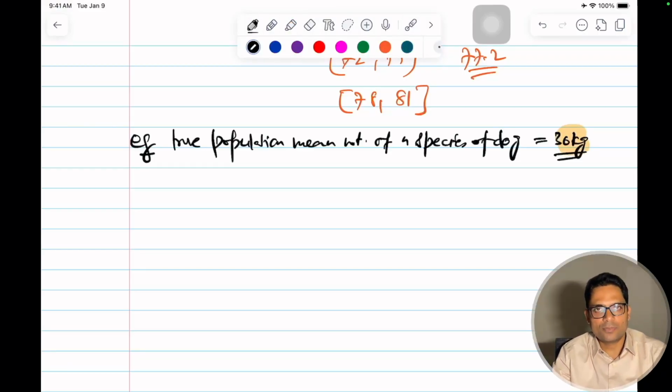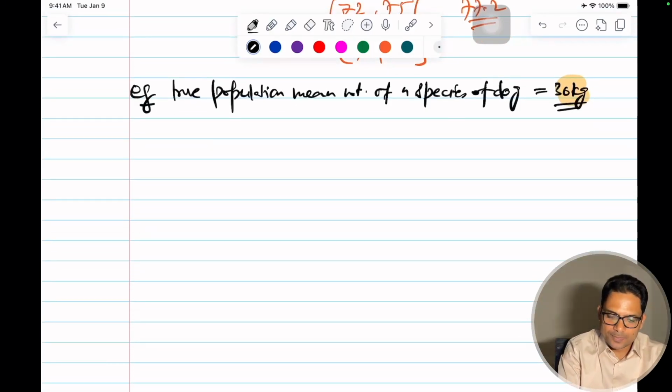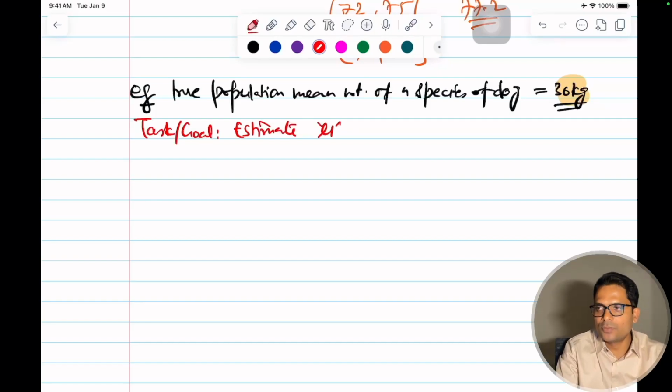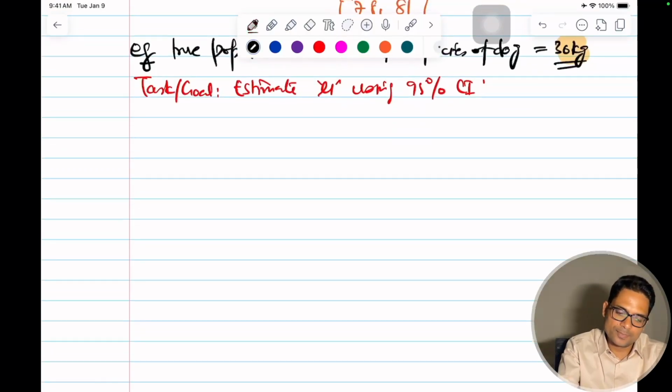And we have to see whether the measurements that we are doing, using the confidence interval, are capturing it or not. So we want to estimate. What is the goal? The task or goal is to estimate mu, that is the population mean, using a 95% confidence interval. Let's see how we will do it.